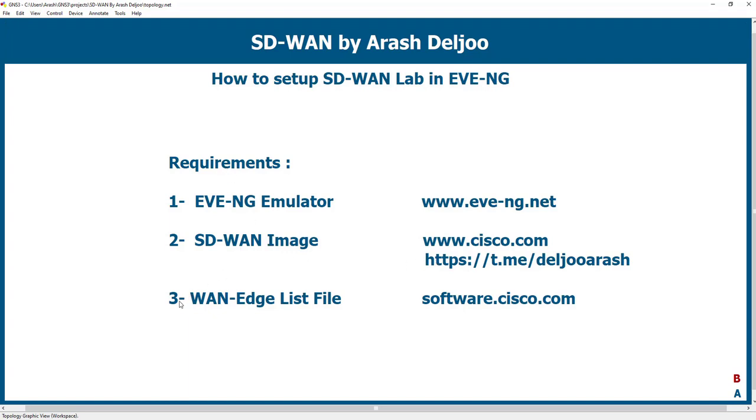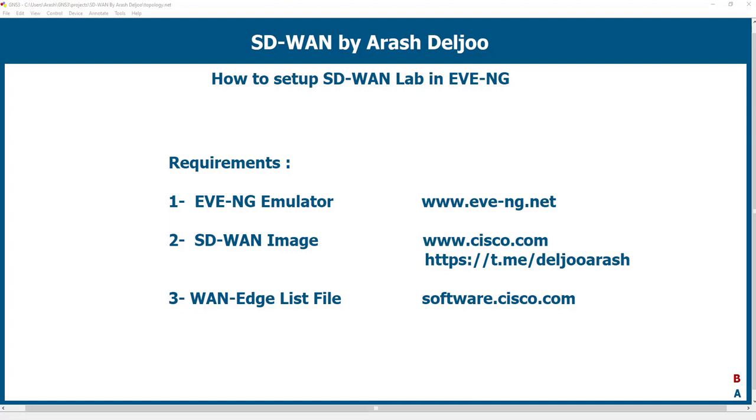And the third requirement is the vEdge list file from software.cisco.com, that we got from cisco.com, from software.cisco.com in the previous video. If you have these three requirements, you can start to set up or build your SD-WAN laboratory.